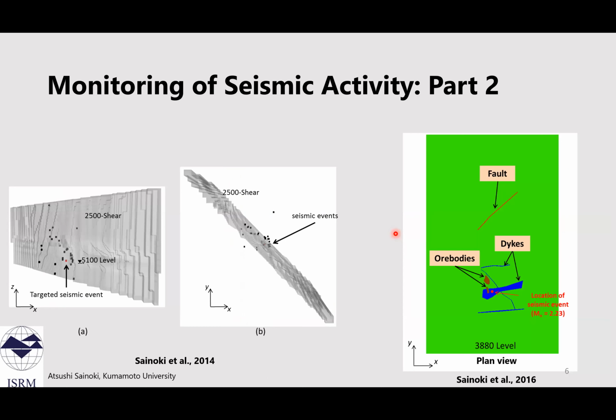So here is another example. In this case, a large seismic event that caused a strong ground motion predominantly occurred in this shear zone. And in this right figure, a large seismic event occurred in this dike located near this ore. But the distance between this source location and the ore is about 40 to 50 meters. So this source location is a bit away from this active mining region.